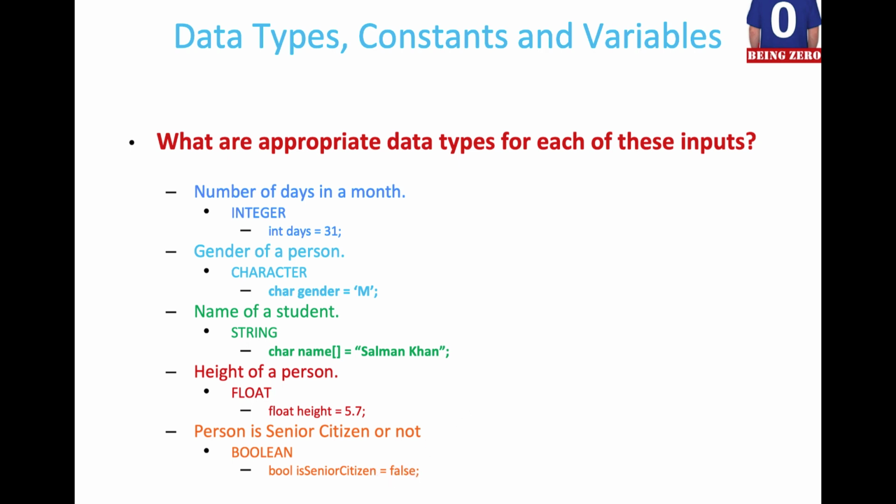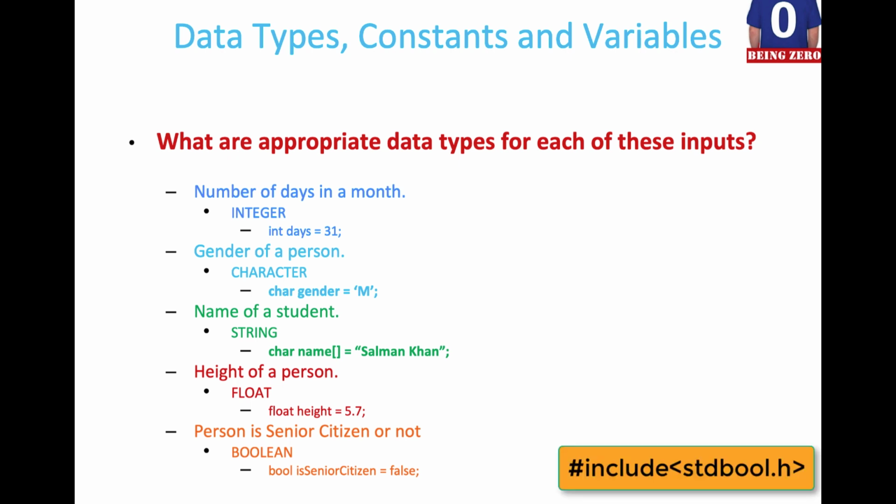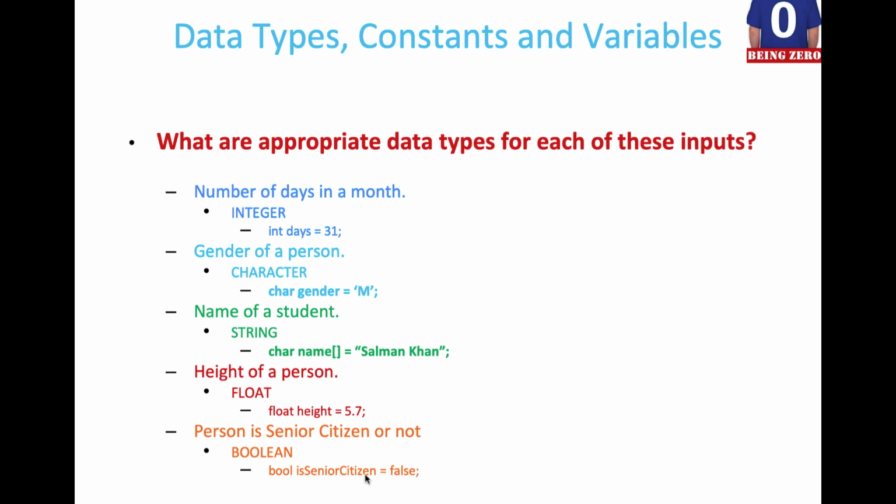If you want to use these three keywords, bool, false, and true, you have to hash include a header file, which is stdbool.h. Once we hash include that header file, we will be able to use these three keywords, bool, true, and false. They make the program more readable, that's it. Bool is not a new data type, it is just an integer.